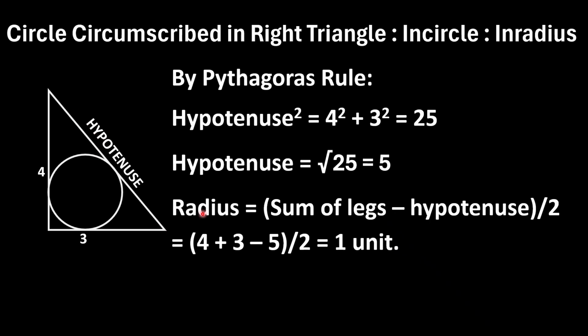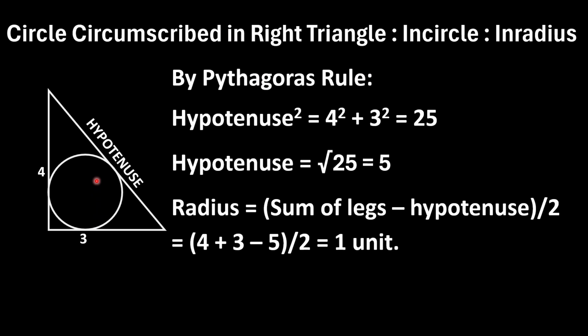So what is the inradius? The circle is inside, an incircle, so we use the inradius formula: sum of legs minus hypotenuse, whole divided by 2. So the sum of legs 4 and 3, minus hypotenuse 5, whole by 2. 4 plus 3 is 7, 7 minus 5 is 2, so 2 by 2 is 1 unit. So 1 unit, 1 centimeter or 1 meter or whatever it is, is the radius of this circle.